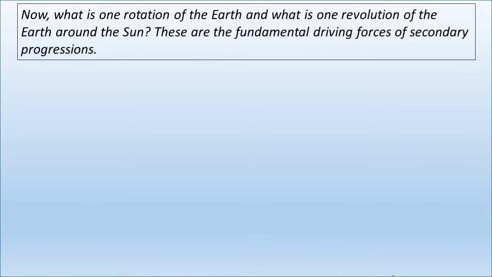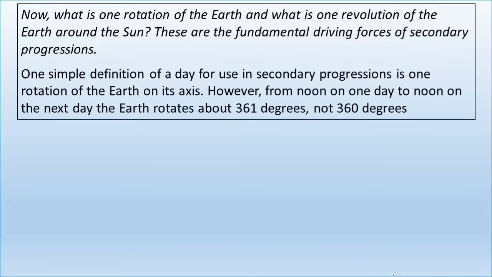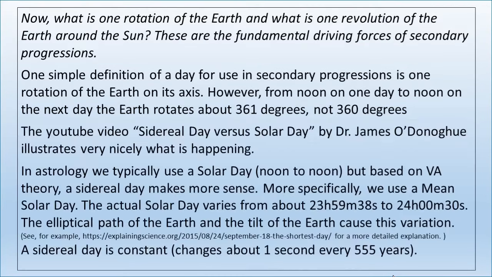It might just sound semantic, like, oh, okay, duh, that's obvious. But now let's look at it more closely and think about what one rotation actually means. What does it mean for the Earth to rotate one time? The first thought is, well, one rotation is 360 degrees, not 361 degrees. And I'm going to make this point even stronger. Let me show you a video that I found. It's called Sidereal Day versus Solar Day by James Donahue. It's a very short little video on YouTube.